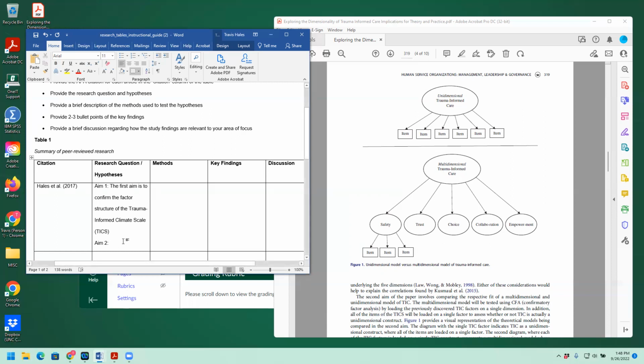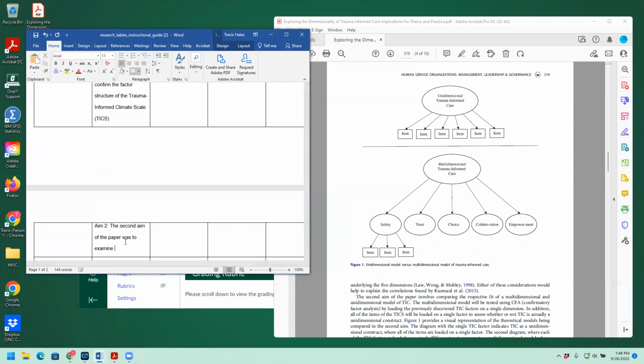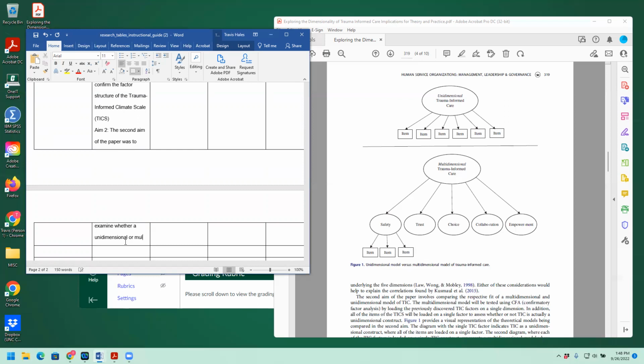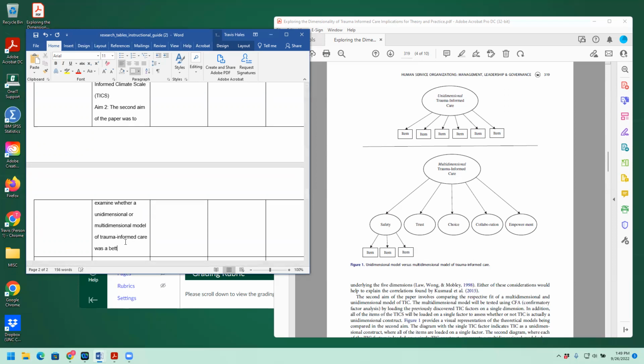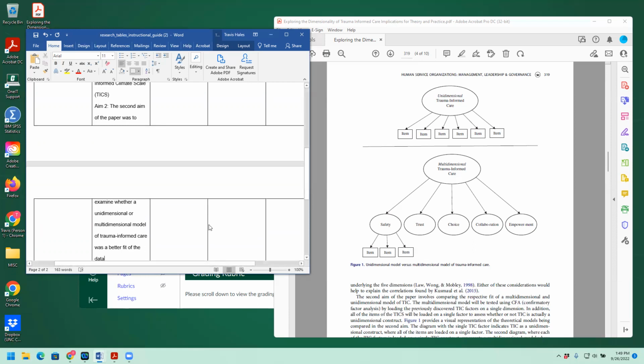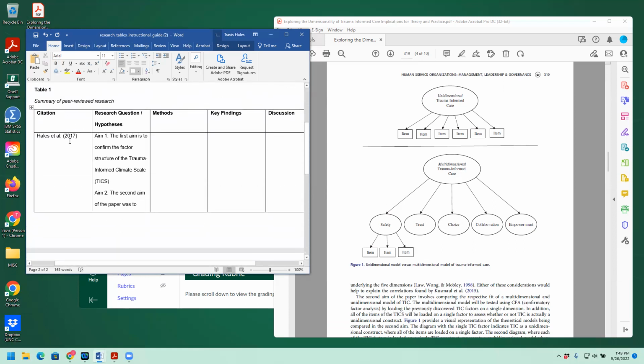So in aim 2, I'm going to put this in my own words here. The second aim of the paper was to examine whether a unidimensional or multi-dimensional model of trauma-informed care was a better fit of the data. Okay, so we have our citation, our reference, and we have our research questions / hypotheses.